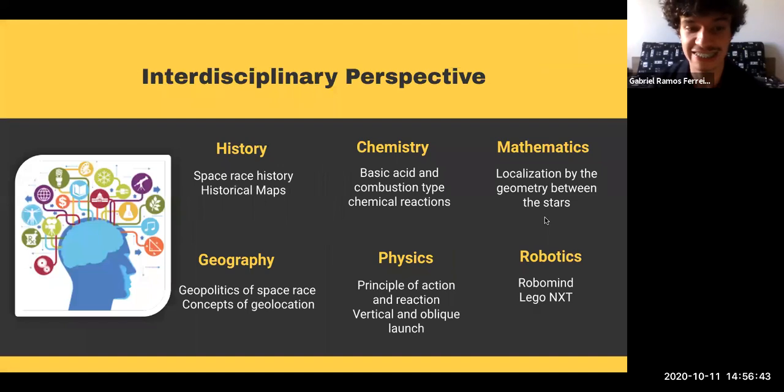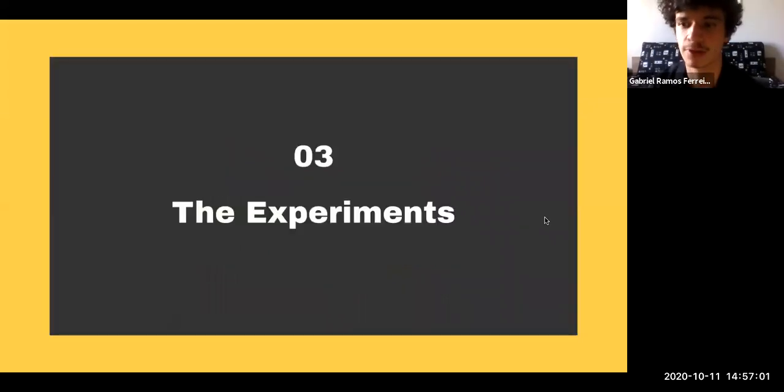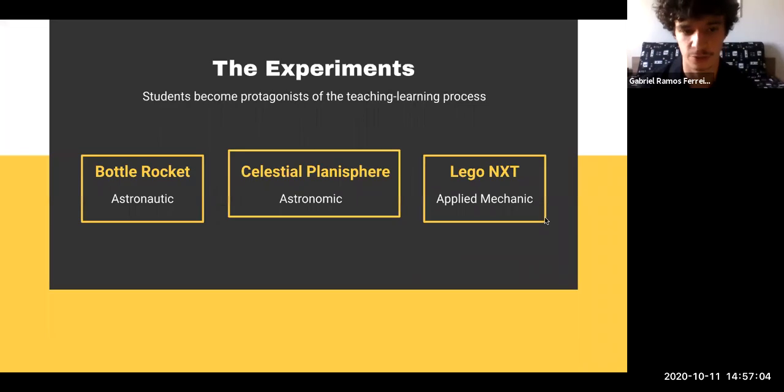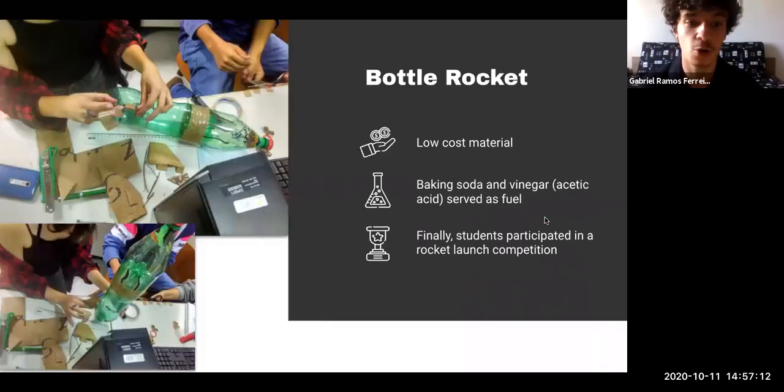So here are some examples of the interdisciplinary perspective. Even working with exact science, we try to reach subjects like geography and history, giving students a complete approach of the topics. So now about the experiments. Here are some examples of the STEM approach in our project. The bottle rocket is an amazing example of a low-cost experiment. We can use it to teach physics and chemistry.